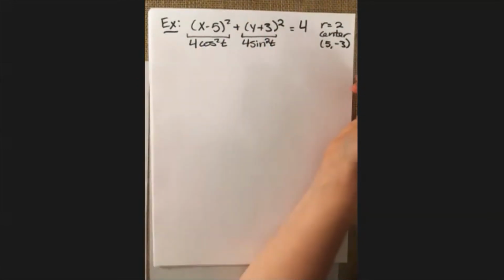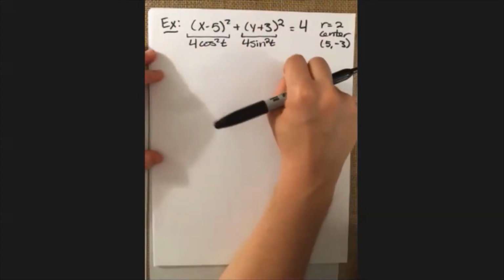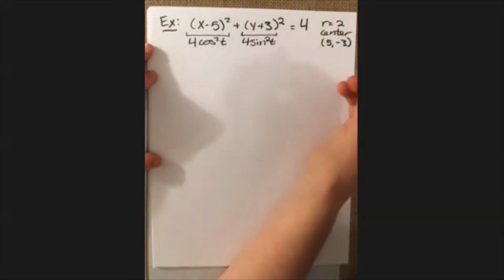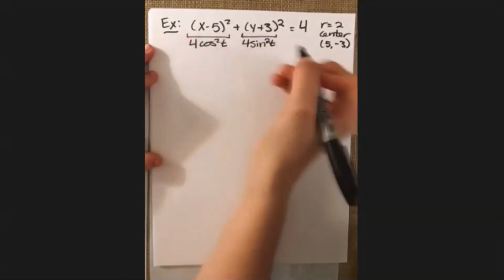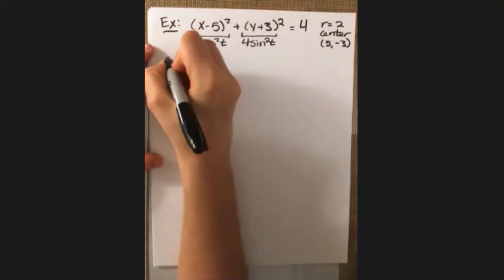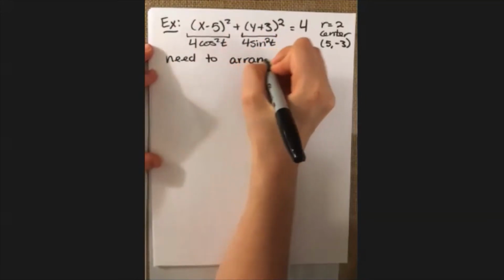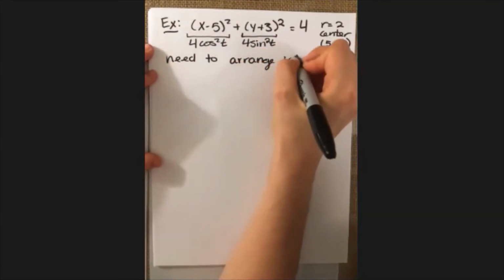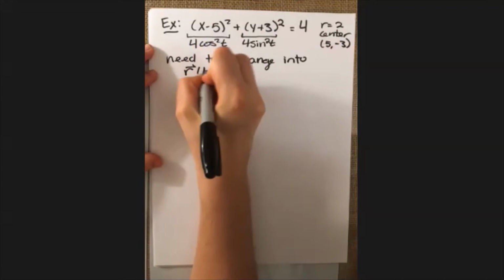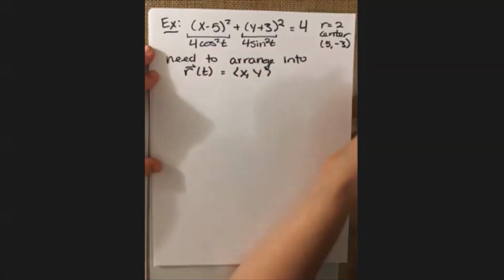So our goal then is to be able to figure out how to make this correspond to the x and the y components, because this x and this y still correspond directly to r of t is equal to xy. So we need to arrange this into r of t equals that x and the y component there, like so.